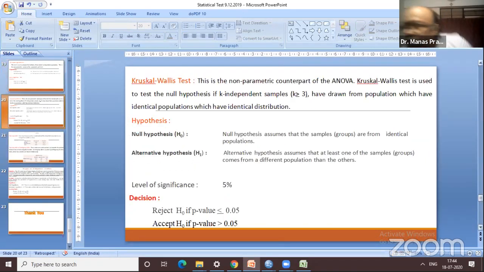Kruskal-Wallis test is the non-parametric counterpart of one-way analysis of variance. If we have more than two independent groups, then we use one-way analysis of variance if it follows normal distribution. If it does not follow normal distribution, then we have to apply Kruskal-Wallis test. Other things are the same. The null hypothesis will be the same.